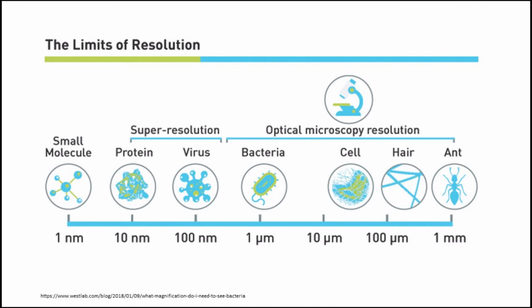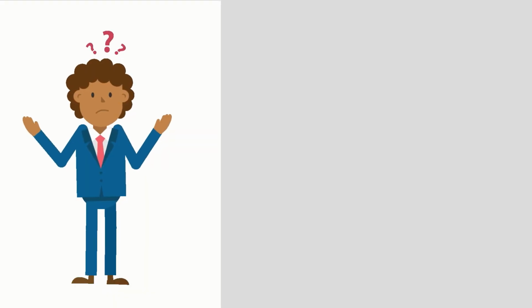A typical ant is about 1 millimeter in length, which is 10 to the negative 3 meters. Red blood cells are about 7 to 8 microns, and a micron is 10 to the negative 6 meters. Viruses are about 100 nanometers in diameter, and we know that's 10 to the negative 7 of a meter. Small molecules range from 1 nanometer to just several angstroms, and an angstrom is 10 to the negative 10 of a meter. Why is nano so important?